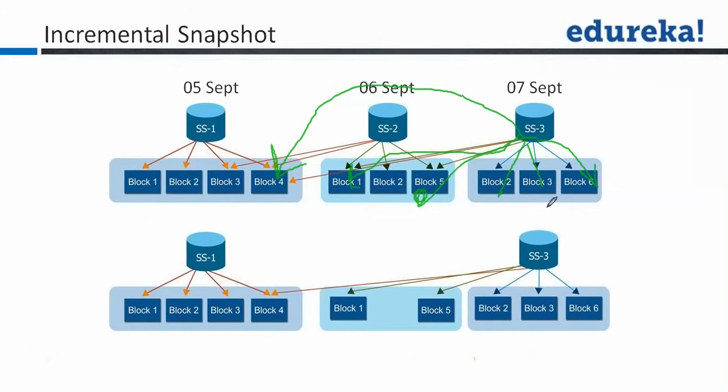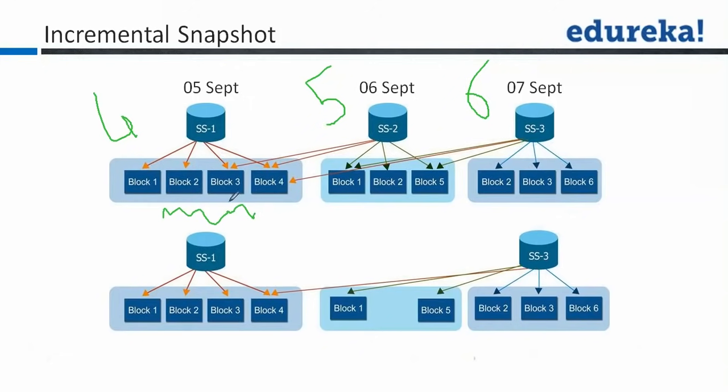Now what are the advantages of this incremental backup? First day the total size of the volume was 4 GB, second day the volume size was 5 GB, third day the volume size was 6 GB. On the first day when you took the snapshot, the total size of the snapshot was 4 GB. On the second day, it did not create the snapshot of the 5 GB, instead it created the snapshot of 3 GB only because it took the modified blocks only. On the third day again, it did not create the complete blocks, it created only 3 GB.